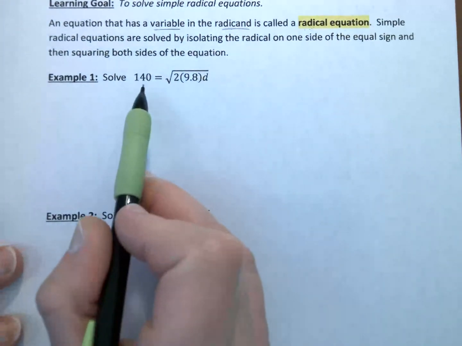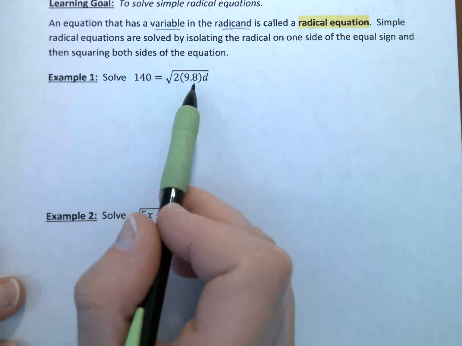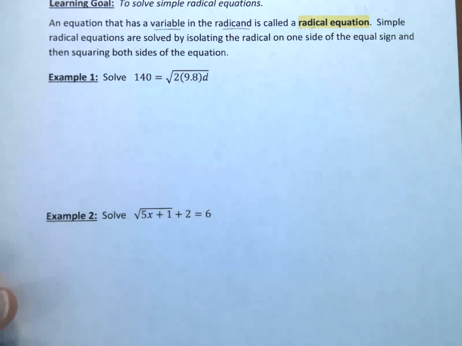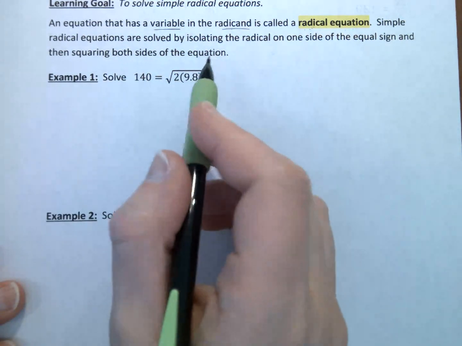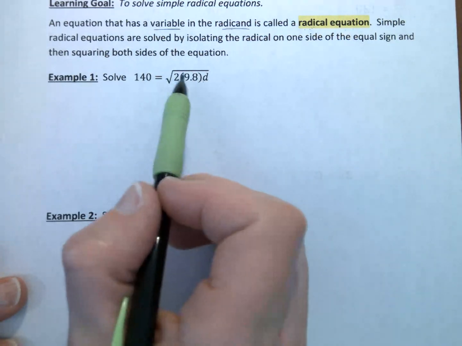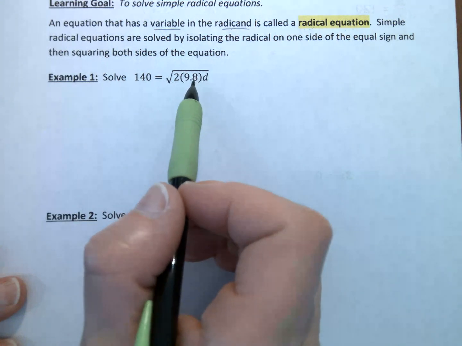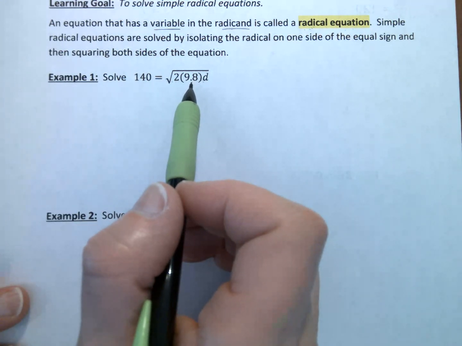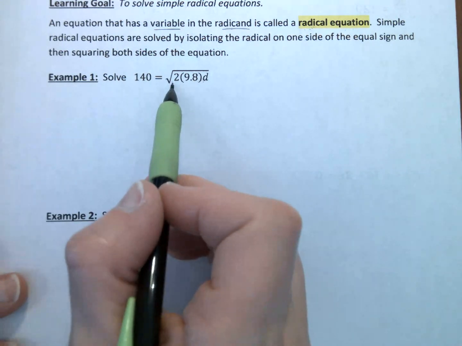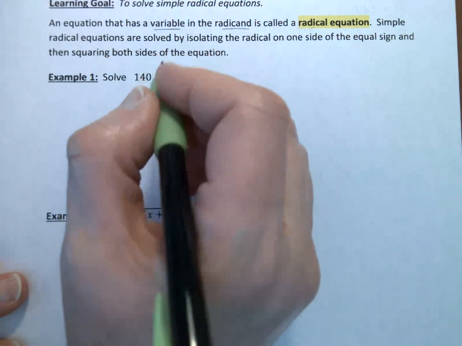So if we look at our first example, we have 140 equal to the square root of 2 times 9.8 times d. Okay, so this whole thing is the radicand. There's my variable, so this makes it a radical equation. And my radical is already on one side by itself. Okay, so what I'm going to do is I'm just going to go ahead and square both sides. So here's what we're going to do.